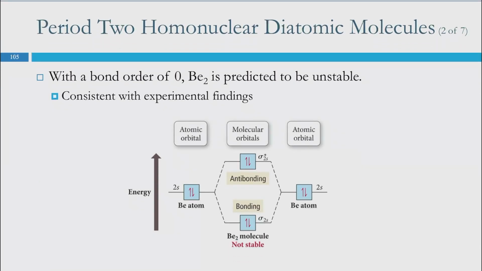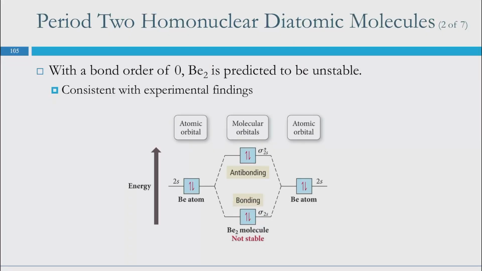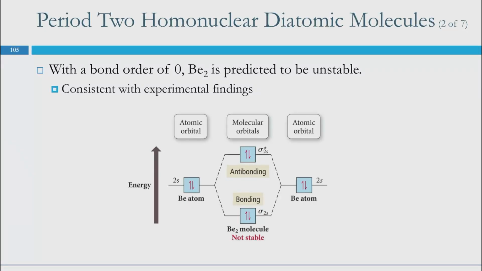If we move over one spot to beryllium, so we're number 4 on the periodic table, we do the same thing. We have our bonding and our anti-bonding. There's still sigma bonds. And since we've got a total of 4 electrons to dump into 2 molecular orbitals, we end up with 2 bonding, 2 anti-bonding, so a bond order of 0. So we would not expect beryllium to exist as a diatomic molecule.